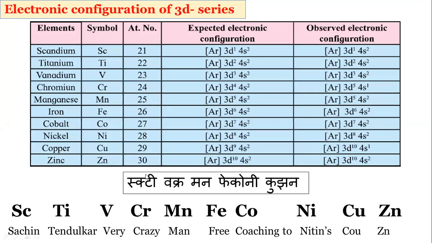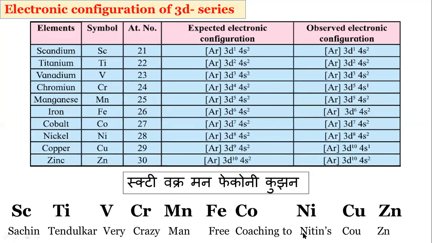So we can remember either this one or this one, because without knowing the sequence of these elements, we can't remember the electronic configuration, and electronic configuration can be asked in the examination. They will not give the atomic number. Remember, scandium is 21, zinc is 30: 21, 22, 23, 24, 25, 26, 27, 28, 29, 30. This is 3d1, 3d2, 3d3, 3d4, 3d5, 3d6, 3d7, 3d8, 3d9, 3d10.